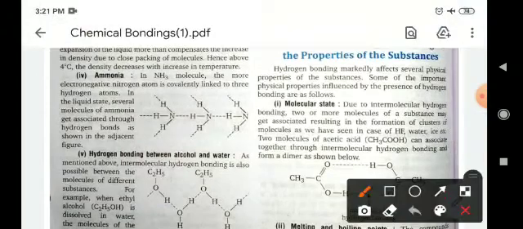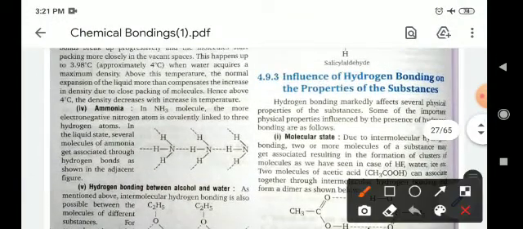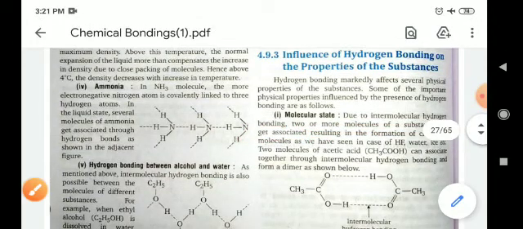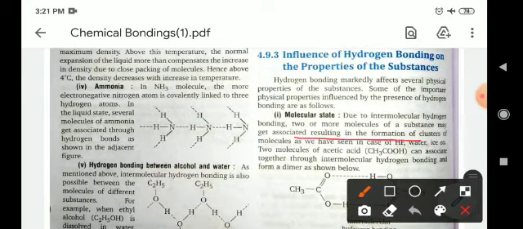Now, the influence of hydrogen bonding on the properties of the system. What are the effects of hydrogen bonding on the properties of the system? The first one is molecular state. Due to intermolecular hydrogen bonding, two or more molecules of the substance may get associated, resulting in the formation of clusters of molecules, as we have seen in the case of HF, water, ice, etc.